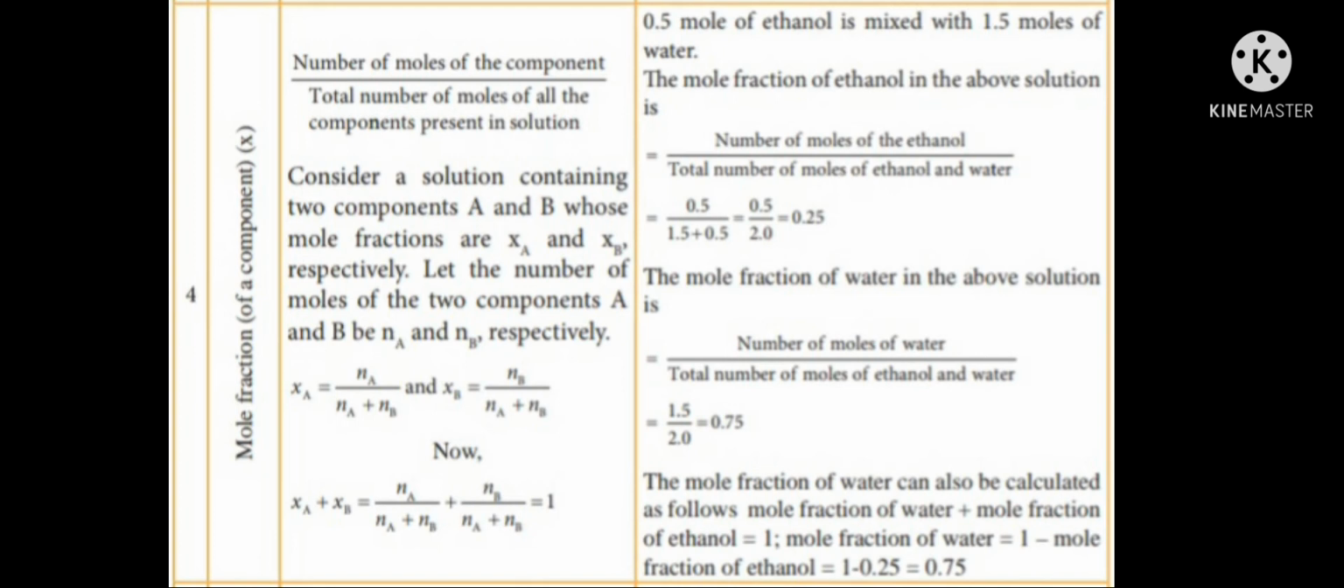0.75. From the formula, Xa plus Xb equal to 1. Here, mole fraction of ethanol plus mole fraction of water is equal to 1. Since the mole fraction of ethanol is 0.25, the mole fraction of water is 0.75. Therefore, 0.25 plus 0.75, which is equal to 1.